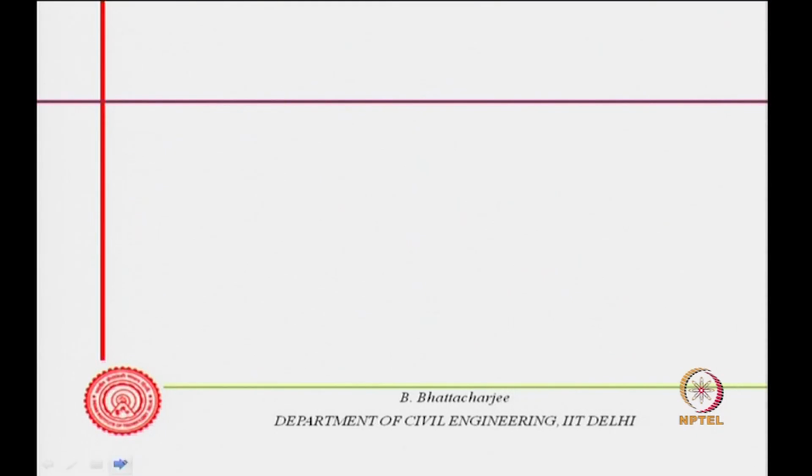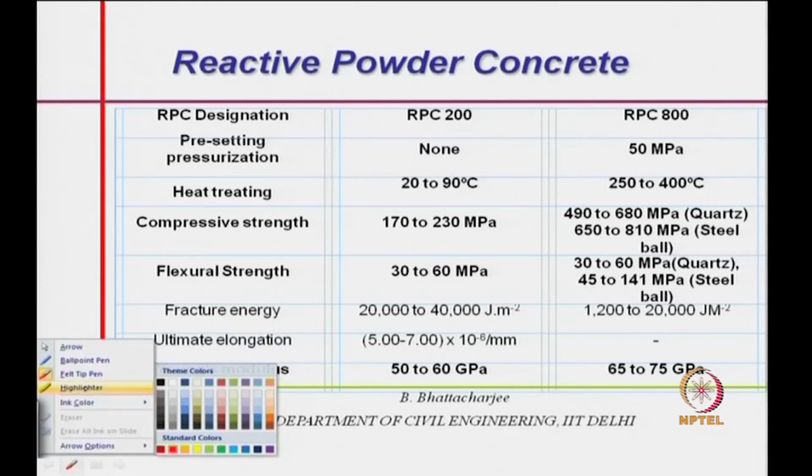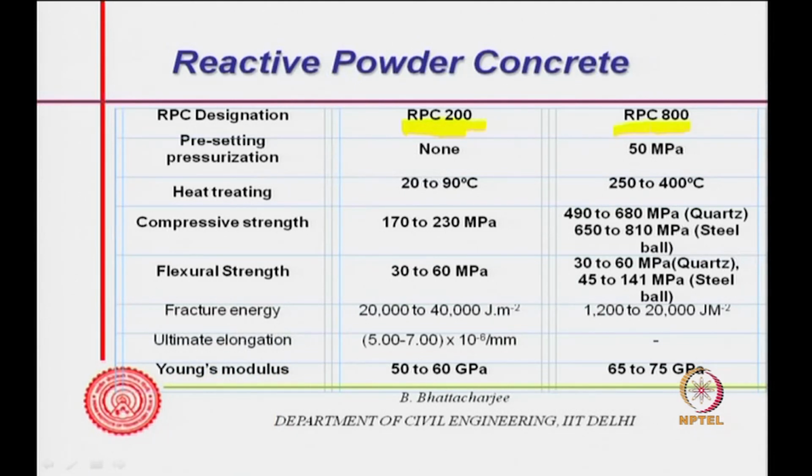So, this is what is called reactive powder concrete, and what you get is something like this. There are two grades, RPC 200 grade and RPC 800 grade. So, RPC 200 grade needs no presetting pressure, none, but 800 grade you need 850 MPa pressure, that is what I was talking about. Heat treatment 20 to 90 degree and 250 to 400 degree, autoclave situation, maybe the heat treatment would be there. So, there is a pressure, and also you might do a heat treatment at higher temperature.